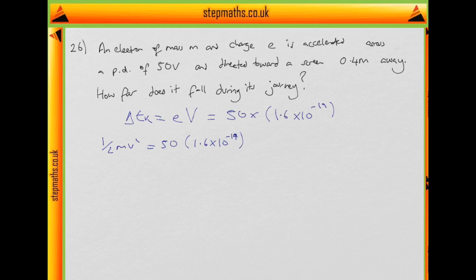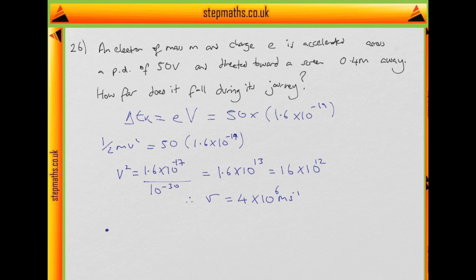Multiplying by 2 and dividing by its mass, we get v squared equals 100 times 1.6 times 10 to the minus 19, which is 1.6 times 10 to the minus 17, divided by the mass m, which we're told is 10 to the minus 30. That's equal to 1.6 times 10 to the 13, which is equal to 16 times 10 to the 12. Therefore it leaves the tube with a velocity v equal to 4 times 10 to the 6 meters per second.